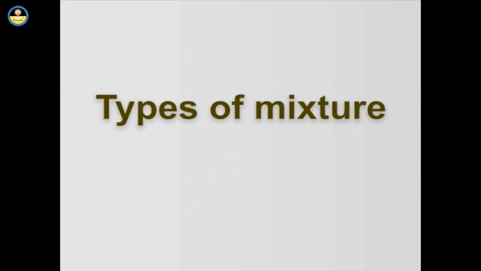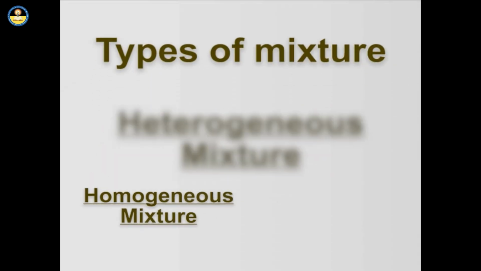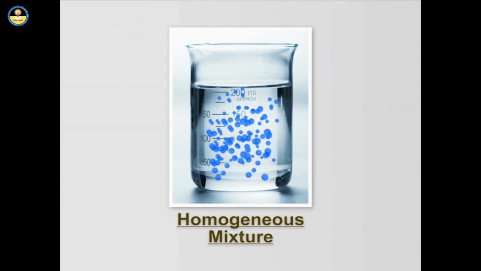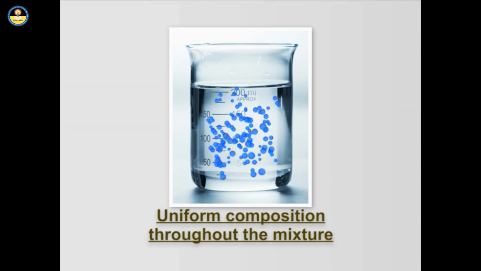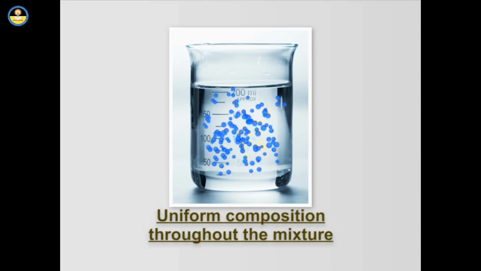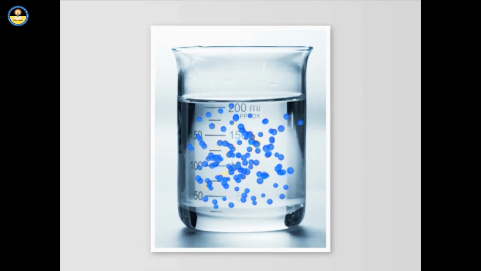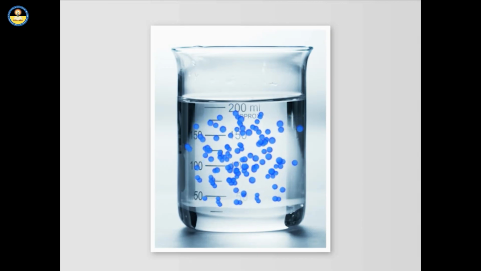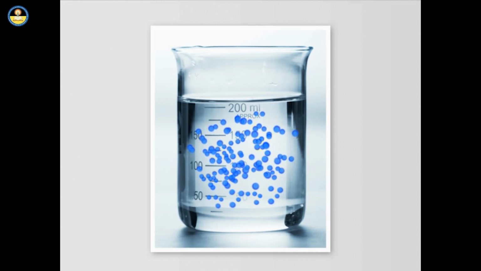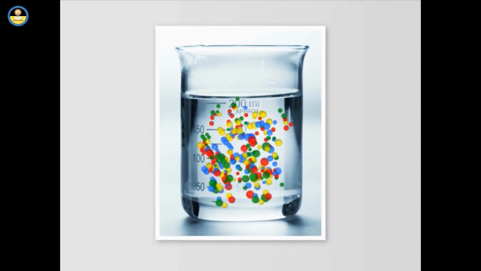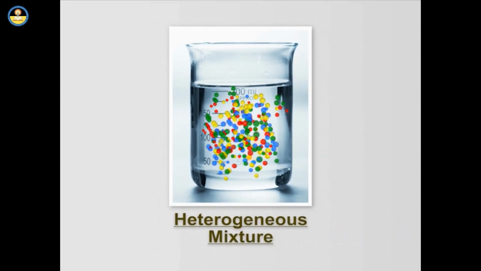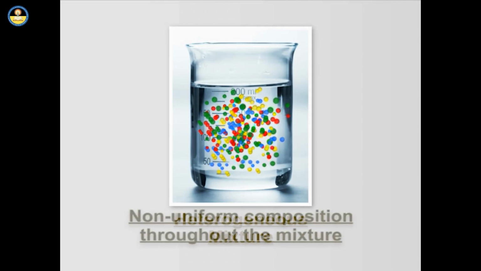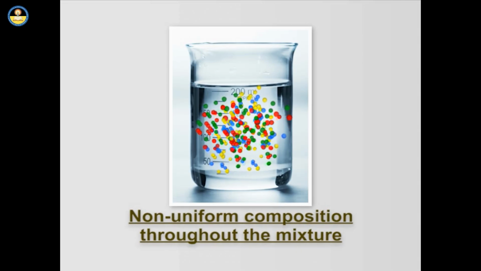Mixtures can be of two types, homogeneous and heterogeneous. A homogeneous mixture is a mixture which has a uniform composition throughout its mass. All parts of a homogeneous mixture have the same properties like color, taste, and smell. A heterogeneous mixture is a type of mixture which contains physically distinct parts and has non-uniform compositions.